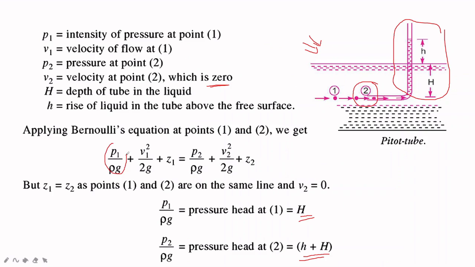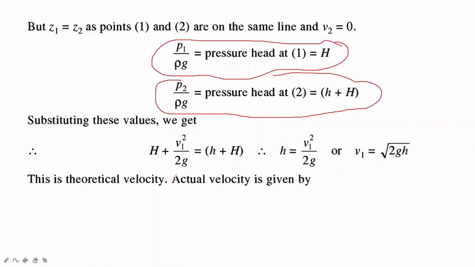So P1 by rho g is what? H. Okay. So P2 by rho g is what? H plus h. So in this equation we are substituting. So H plus V1 square by 2g is equal to H plus h. Okay. So what do we want? We want this small h.